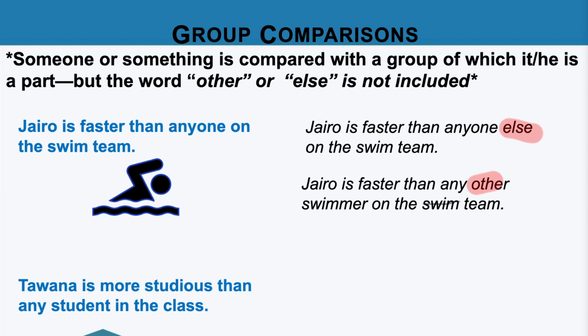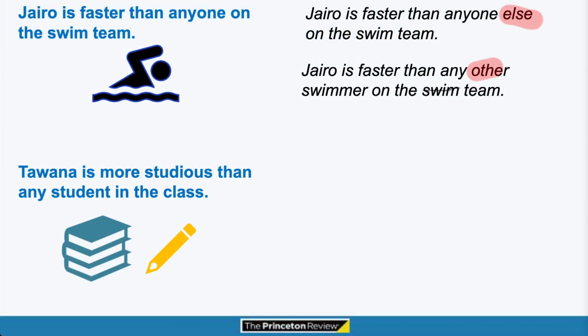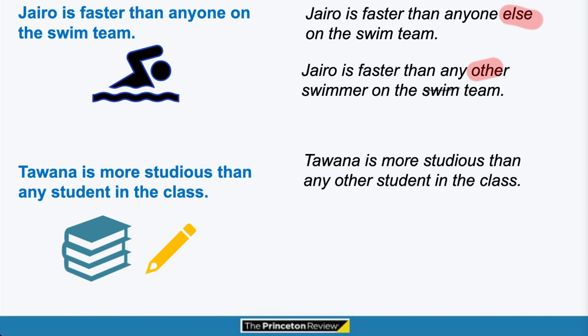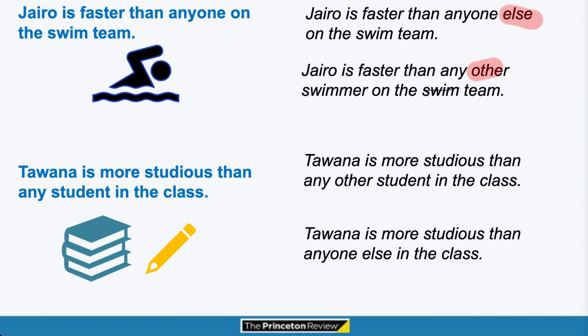Tawana is more studious than any student in the class. So kudos to Tawana for being studious, but in this sentence, Tawana is not necessarily in the class, right? So we need to use one of those words, other or else, to make it clear that she is one of the students. So we could say Tawana is more studious than any other student in the class. There's our other. Or we could say Tawana is more studious than anyone else in the class.